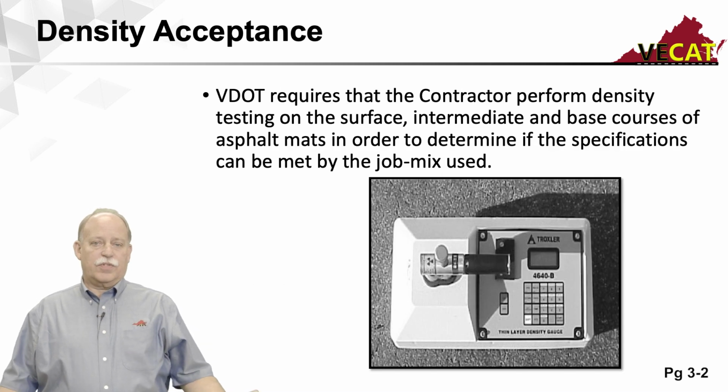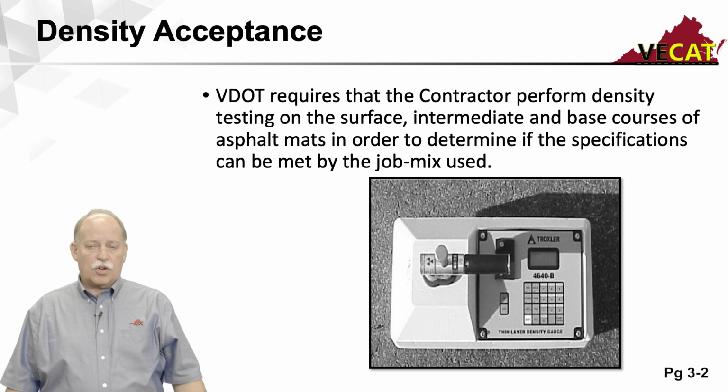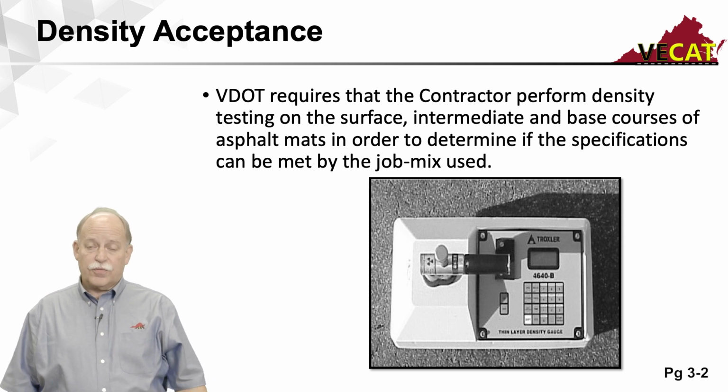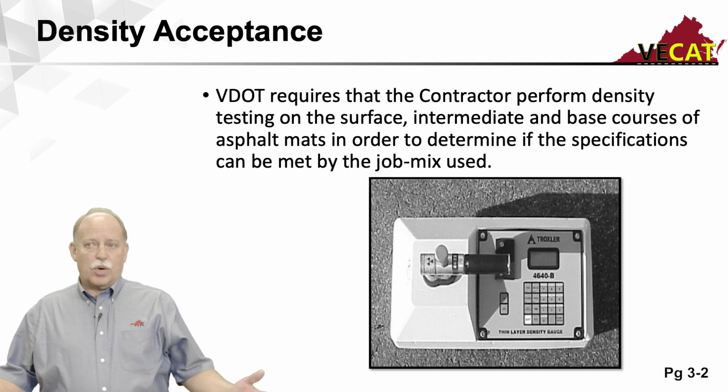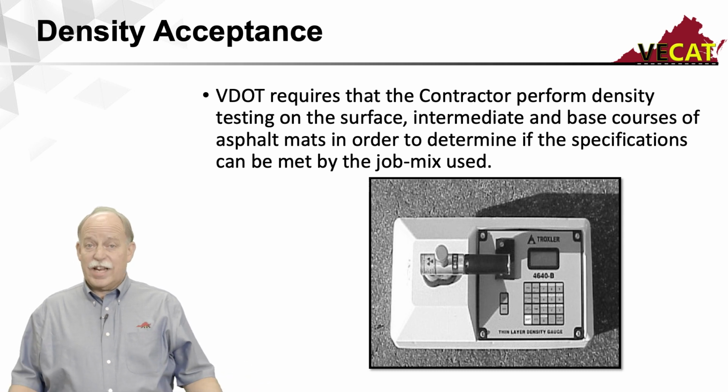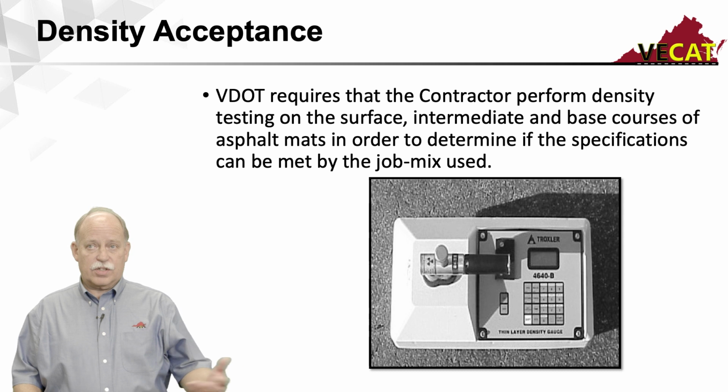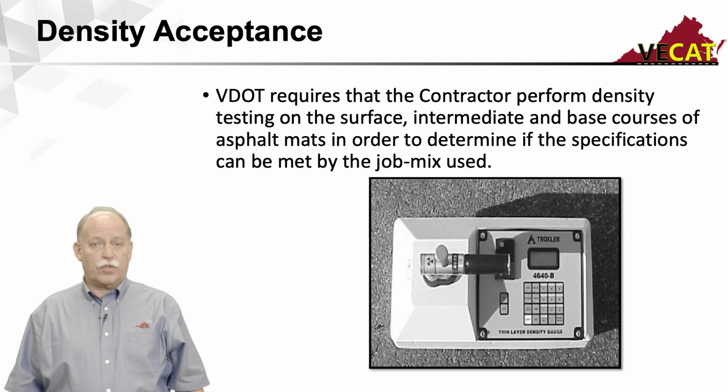So density acceptance. VDOT requires that the contractor perform density testing on all surface, intermediate, and base asphalt courses, and those are to determine that they meet the specifications for each job mix that's utilized. As I said earlier, we're going to talk about all the different methods and how each one of those steps is done. Right now we're going to talk about it in an overview. Later on we'll actually go through each one of these steps independently.